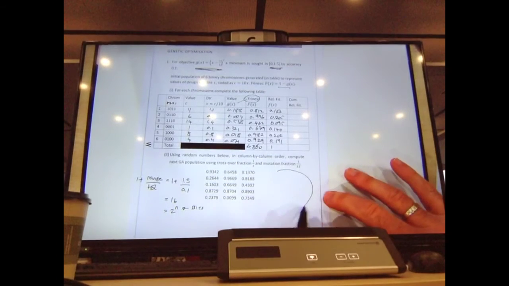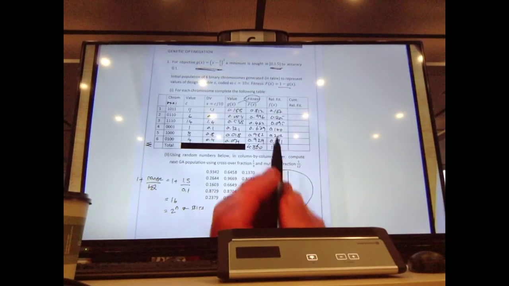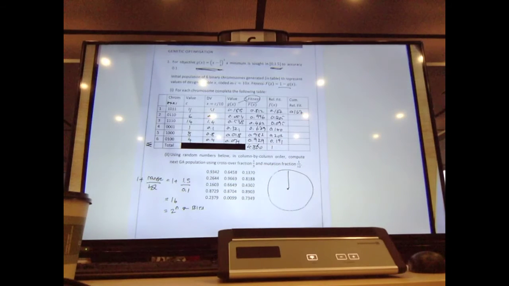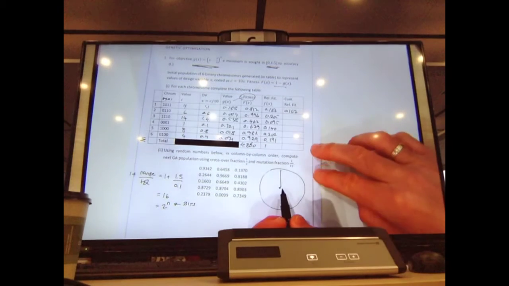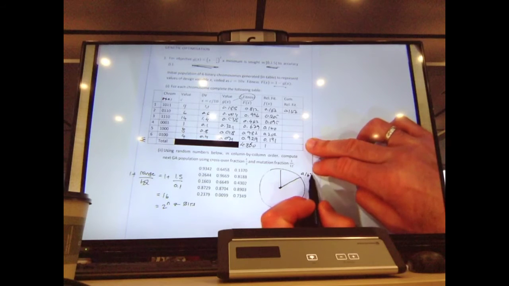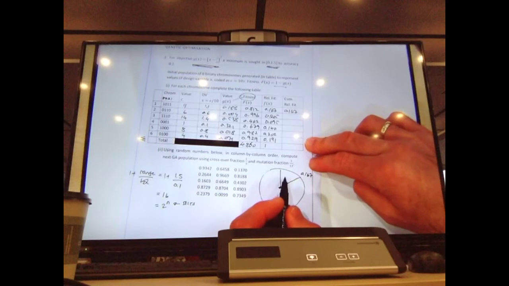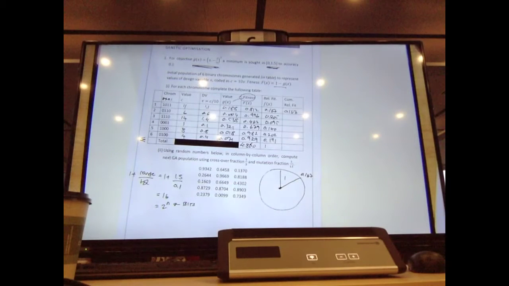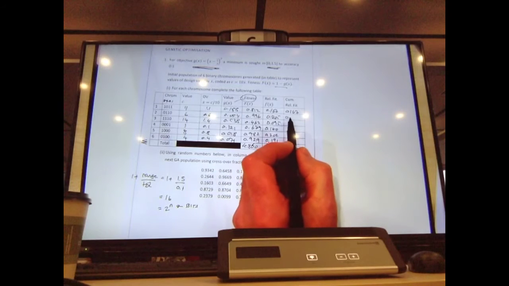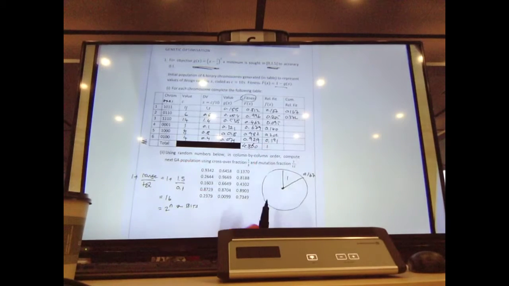So, as ever, we've got a wheel, and the first cumulative relative fitness is 0.167, which is about here. So that's the first design. If we add 0.205 to that, we get 0.372.